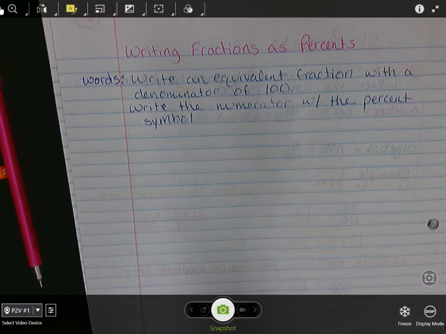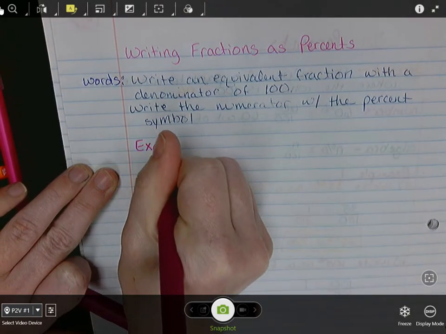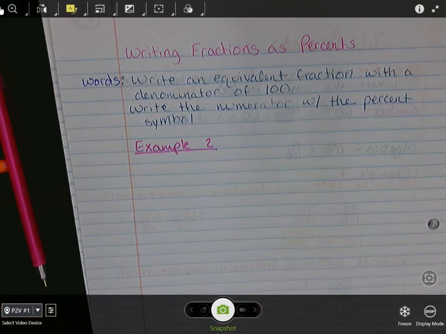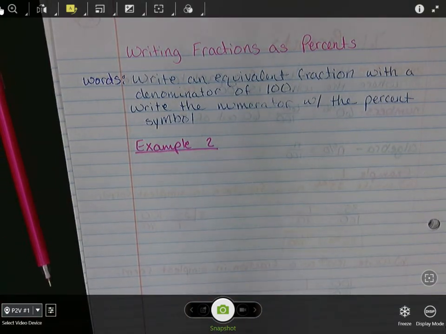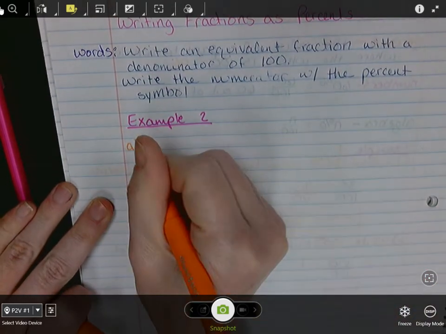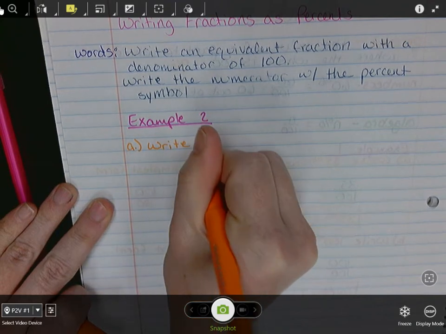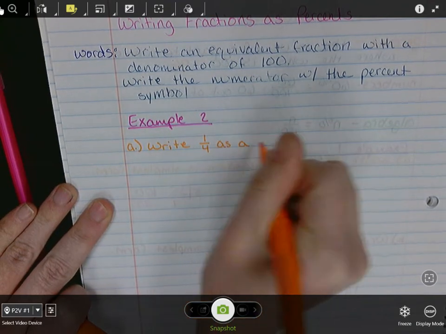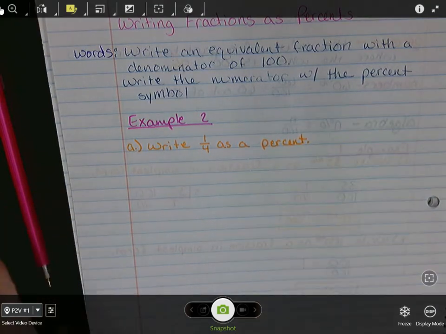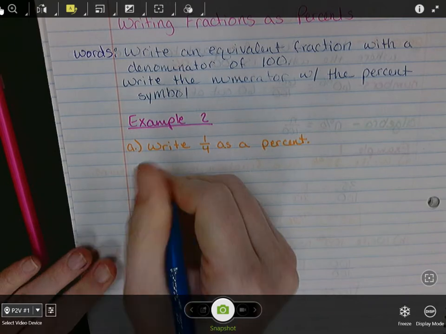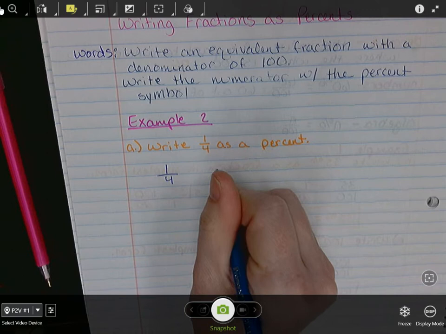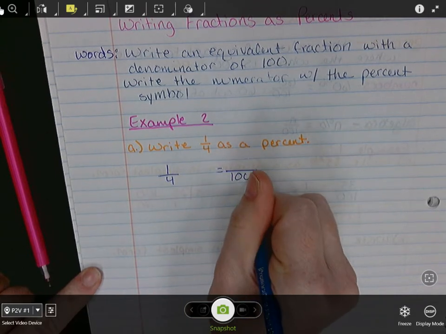Example 2, part A, says write 1/4 as a percent. All right, so what you're going to do is take 1/4 and write an equivalent fraction that has 100 as the denominator.